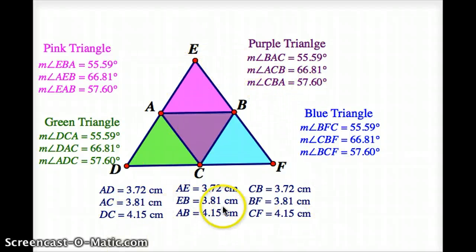Here's our medial triangle. As you can see, there is a large triangle and there is a small triangle. Our large triangle is DEF, while our small one is CAB. As you can see, this represents what a medial triangle is.